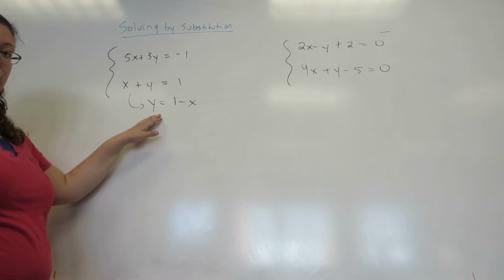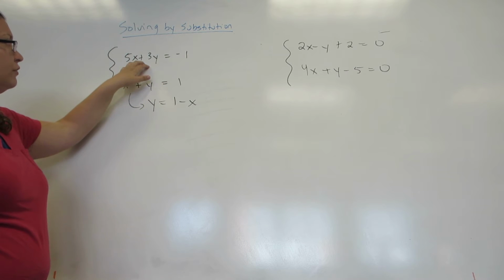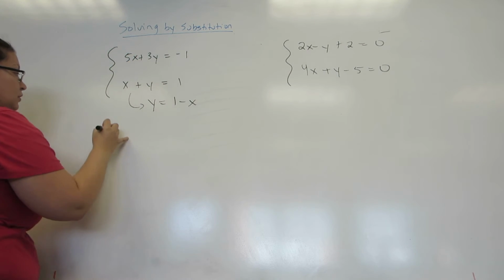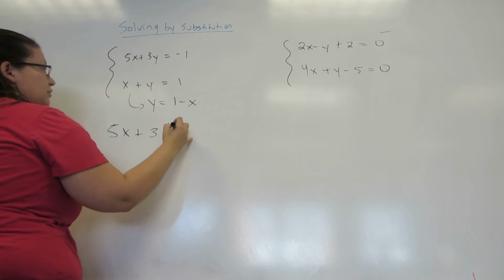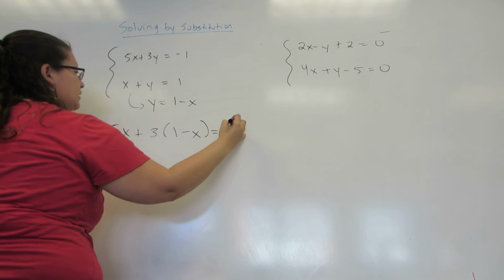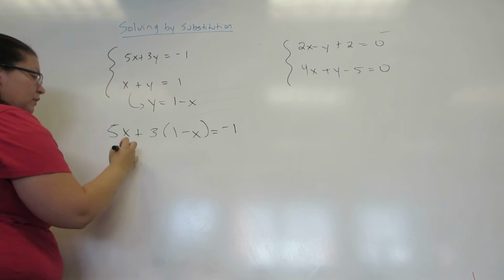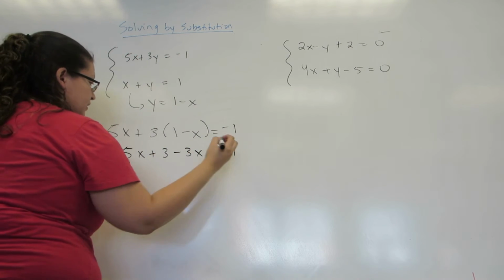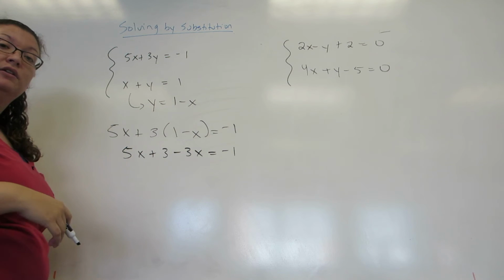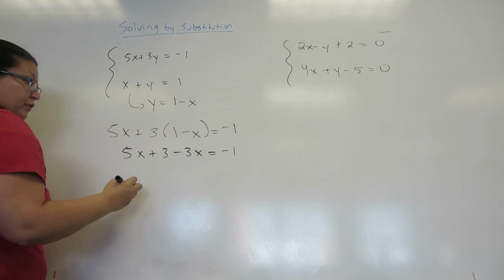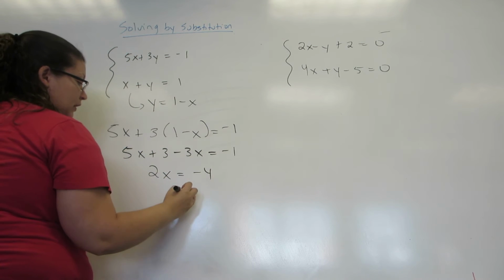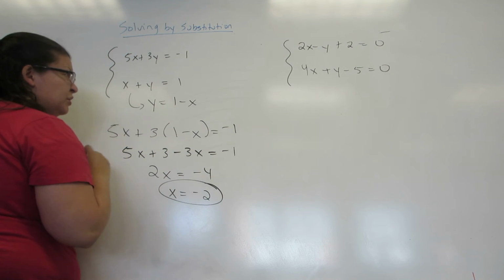Once I have an equation solved for a variable, I'm then going to plug it in for that variable into the other equation. So 5x plus 3 times (1 minus x) equals -1. This then is an equation with just x's in it, and so I can solve it to figure out what x, my first variable, is. And I get that x is -2.